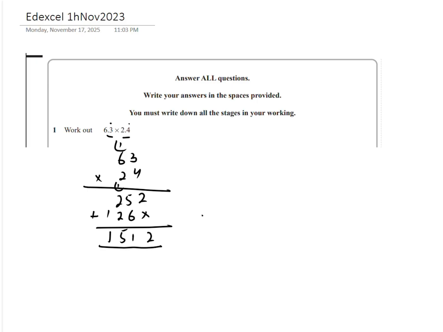the answer. How many total digits are there after the decimal point in the question? 1 and 1, so there are 2 digits, right? So my answer should have 2 digits after the decimal point. So I'm going to place the decimal point here between 1 and 5. So my answer is 15.12.